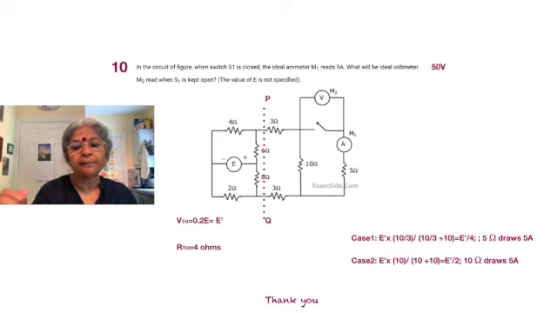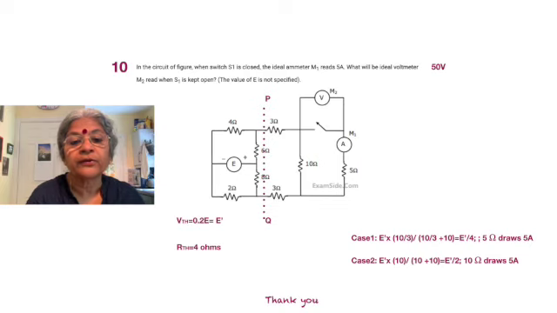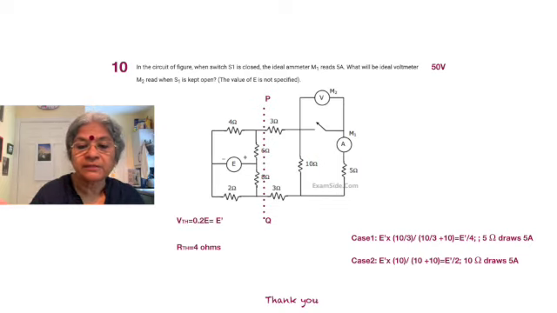So E dash into 10 by 3 divided by 10 by 3 plus 10, because the rest constitutes 4 and 3, 7 and 3, 10. So we see that this voltage is now equal to E dash by 4. And this E dash by 4 across 5 ohms gives rise to a current equal to 5 amps. So that's case number 1.